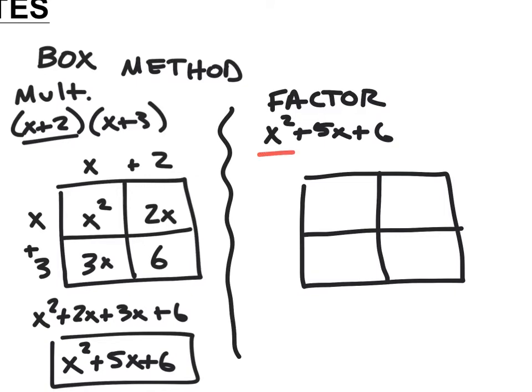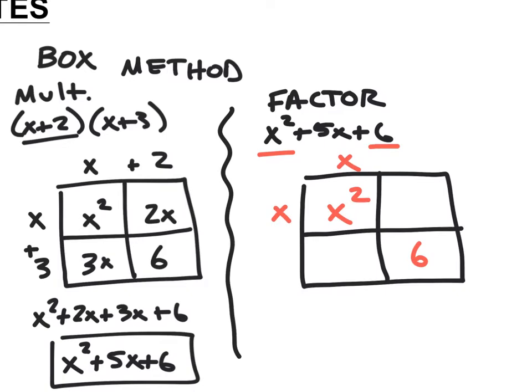But let's put my first term, my x squared, in this box. Let's put my last term, 6, in this box. And what I want to figure out is what's going to go up here and over here. We have our example here, so we already know what's going to go there. But the question I ask myself is, what two numbers are going to multiply to give me x squared? What two things can I multiply together to give me x squared? And that's simply just going to be x and x, okay?